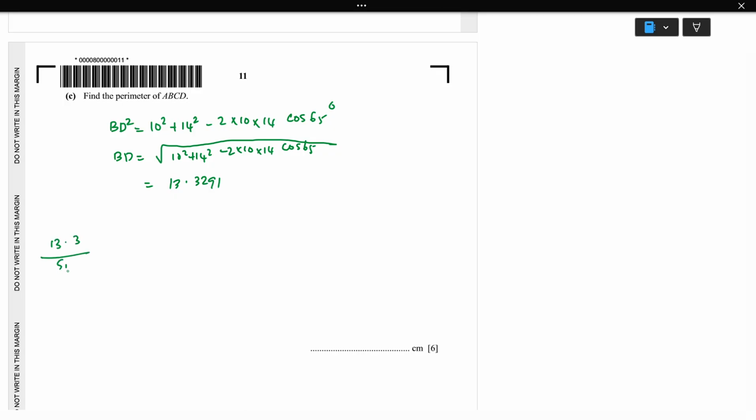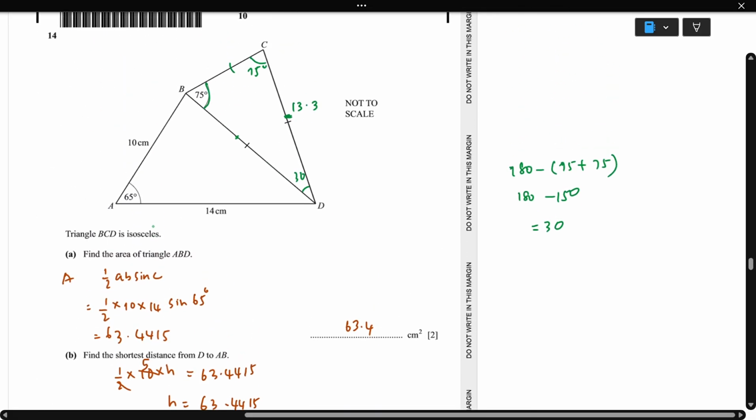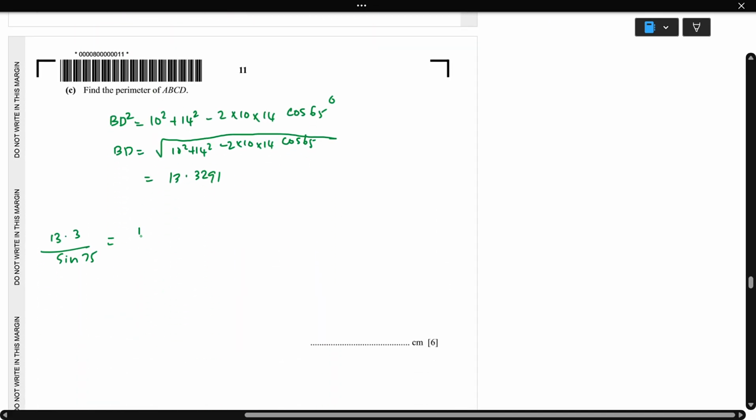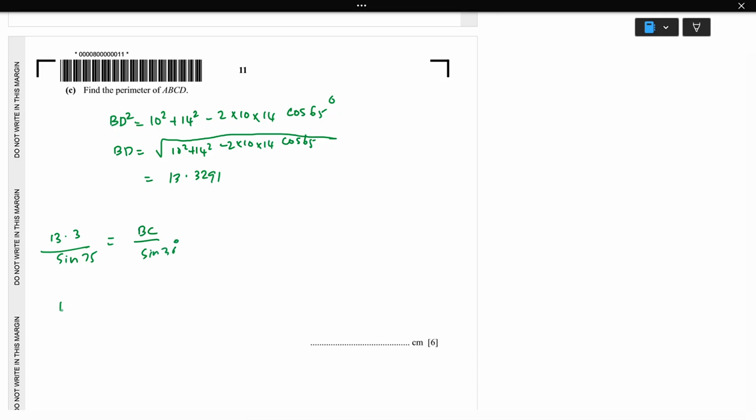13.3 over sine 75 equals what we need to find, BC over sine 30 degree. So BC equals sine 30 into 13.3 over sine 75. So this is BC. We'll get the answer 6.90. So we got BC also.